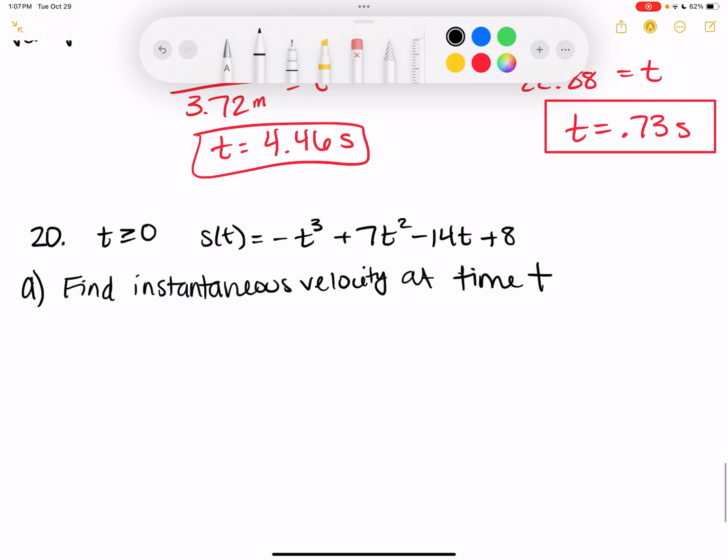Oh well. All right, find instantaneous velocity at time t. How do I do that? Take the derivative. So v of t equals what? Negative 3t squared plus 14t minus 14. Yep, that's it. B, find the acceleration at time t.